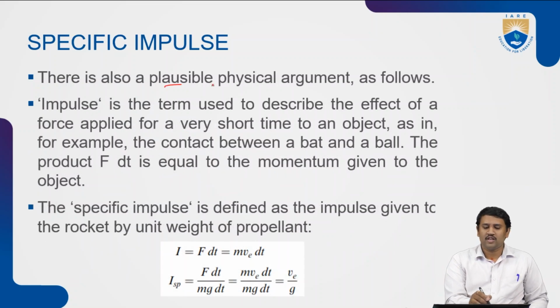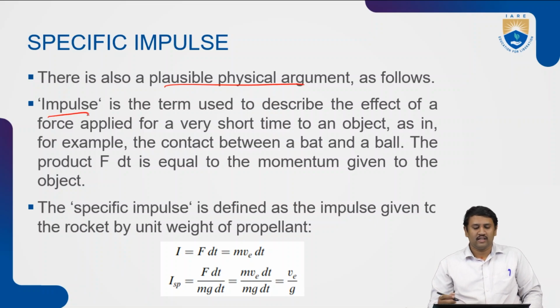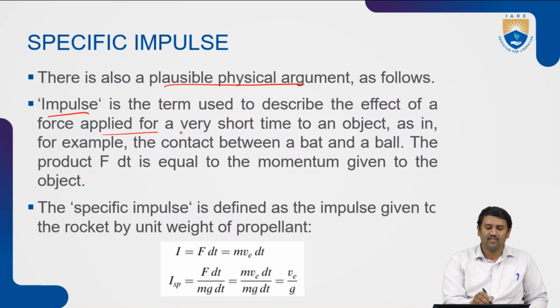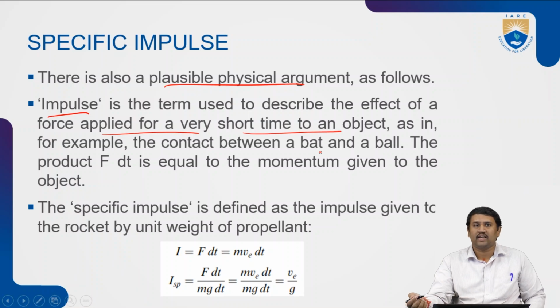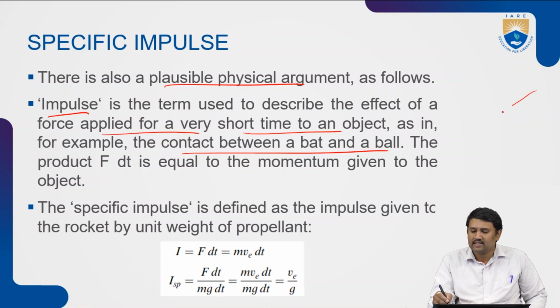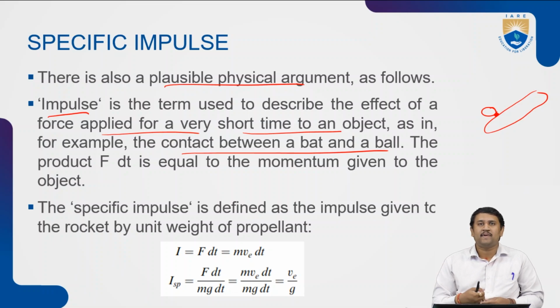There is also a plausible physical argument as follows. Now, an impulse. What do you call an impulse? It's a term used to describe the effect of a force, right? The effect of a force over a very short time on an object, as in, for example, a contact between a bat and a ball. Now, as the bat hits the ball, the point at which the bat is in contact with the ball will give out the impulse, particularly a small force onto the ball to push it farther, right?